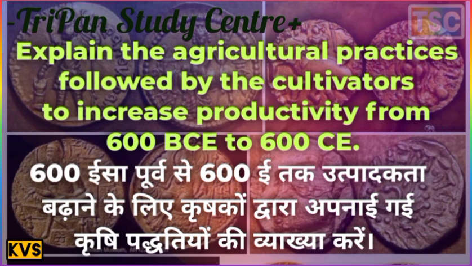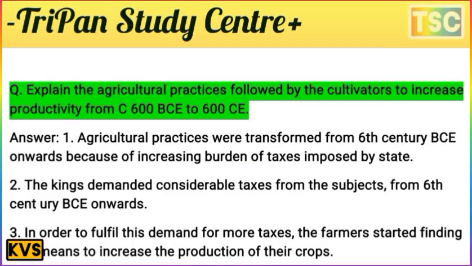The next question arrives here: Explain the agricultural practices followed by cultivators to increase productivity from 600 BCE to 600 CE. That's an important question for the exam.